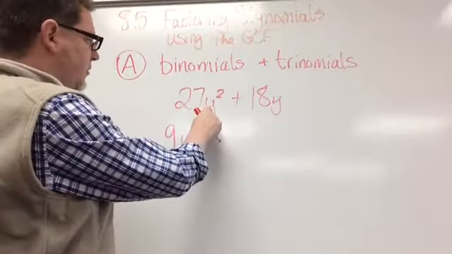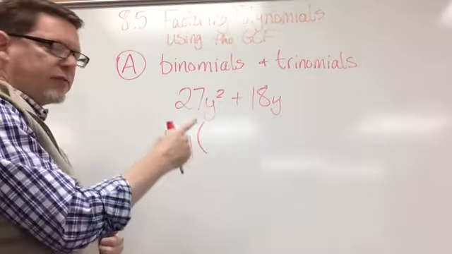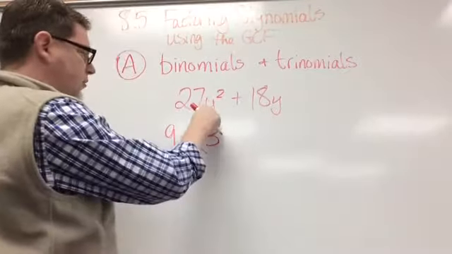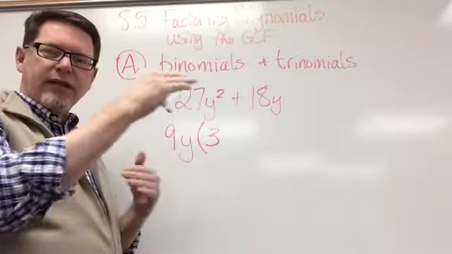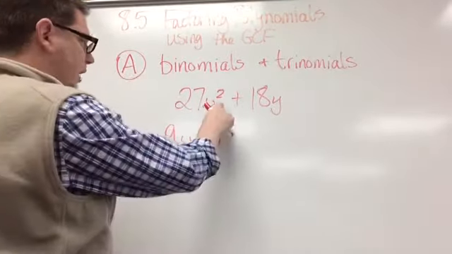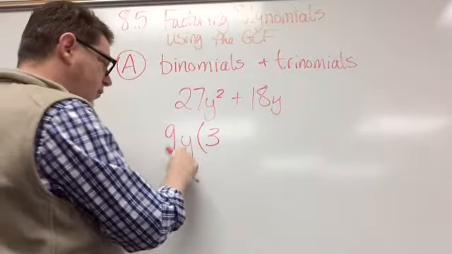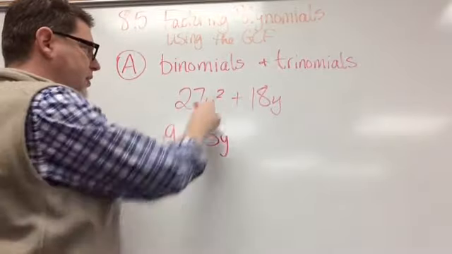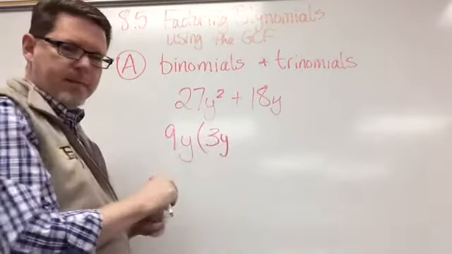So I take 27y squared and divide it by 9y. We'll start with the coefficients. 27 divided by 9 is 3. And y squared divided by y, remember when we divide the same base, we subtract the exponents. So y squared divided by y is just y, because y to the second divided by y to the first, 2 minus 1 is 1.